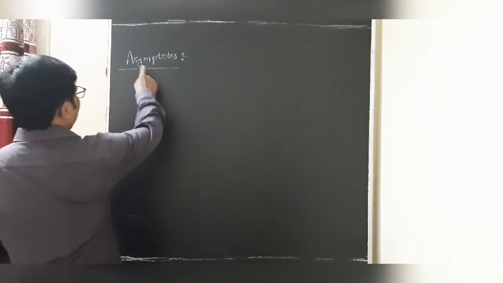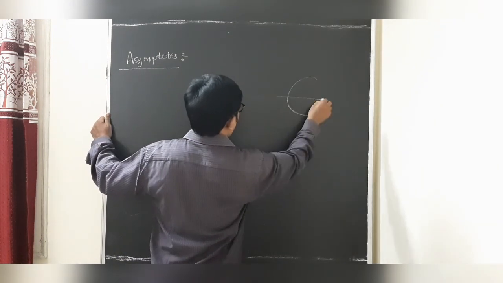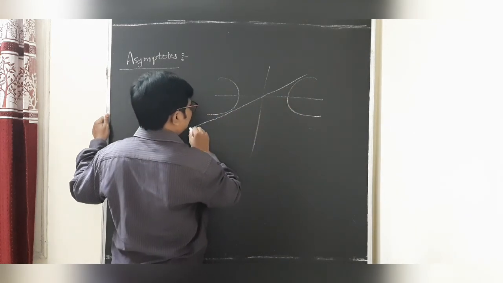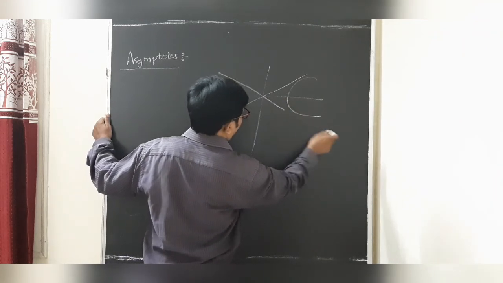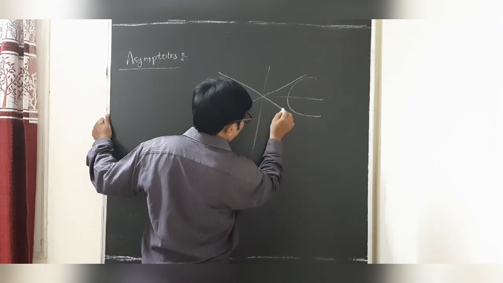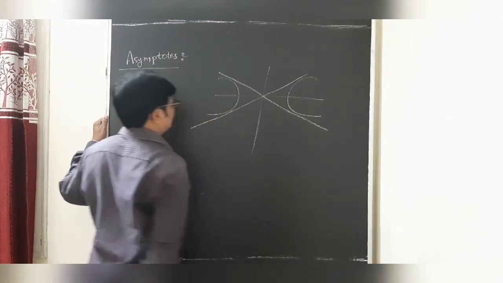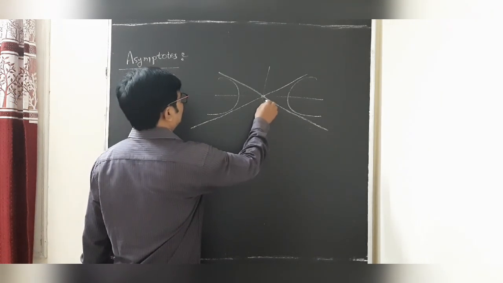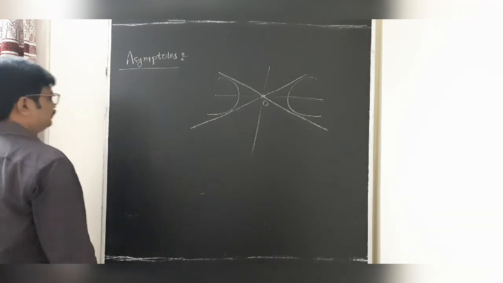Right now students, asymptotes. So dear students, asymptotes means this is the hyperbola. My dear students, these are nearer to the hyperbola. So dear students, the tangents to the hyperbola, what is the meaning student? The tangents to the hyperbola.